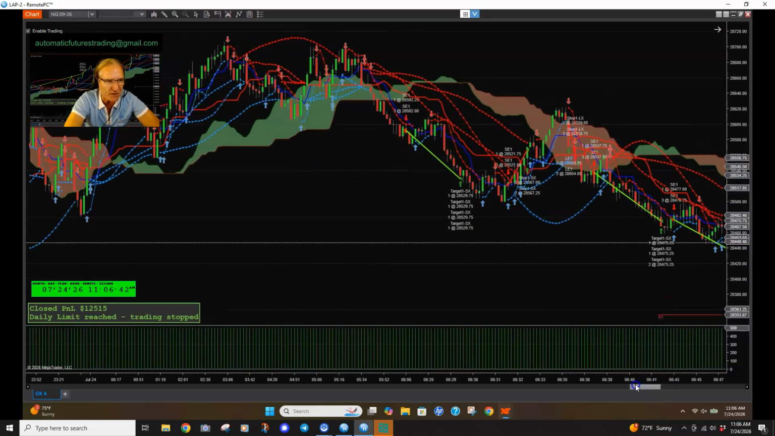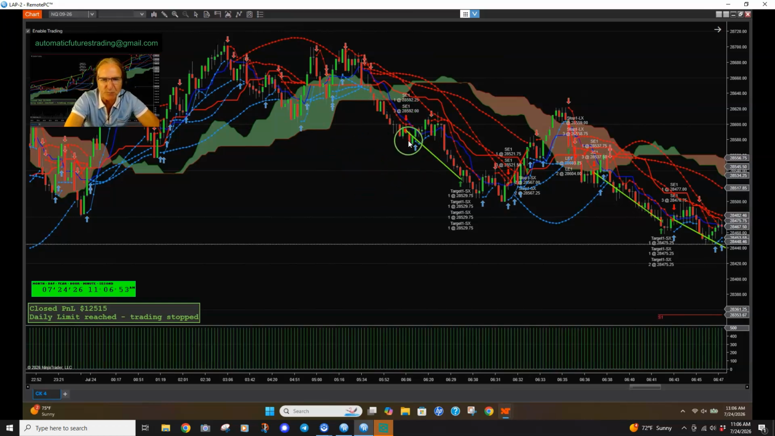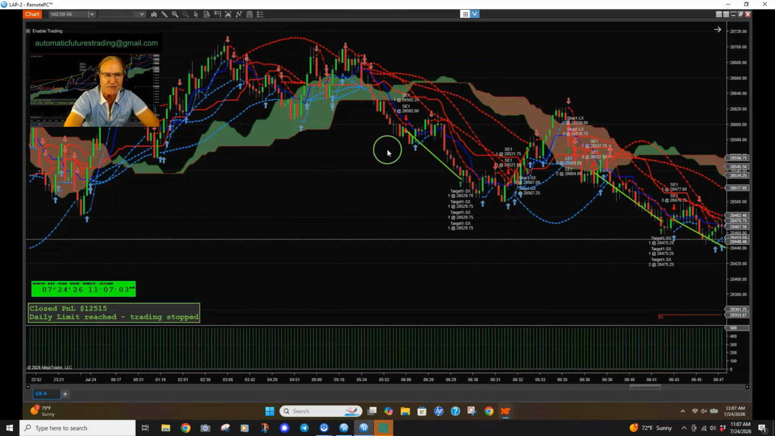Okay, I'm scrolling back. This is our first trade, right here, around 6 a.m. It came into the conditions for it to trade. All of the conditions have to be correct for it to trade. Automatic trading, algorithmic trading, probabilities. And so that's what happened.